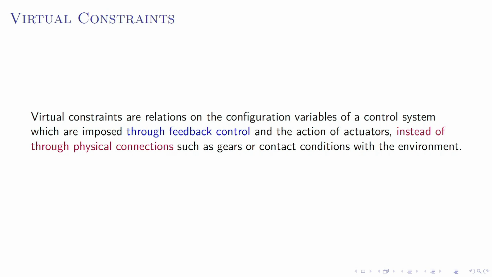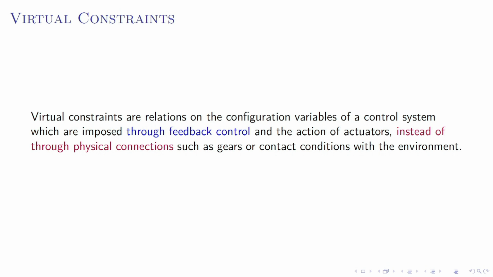So virtual constraints are always associated with a control system, so a dynamical system that we can actually control. And there are a set of constraints that we wish to impose on the system. For instance, we will see today that I wish that my system leaves some subspace invariant under the dynamics. So in that case, we'll say that those constraints are not physical constraints, but they are actual virtual constraints. So the main idea is that virtual constraints are always associated to a control system.